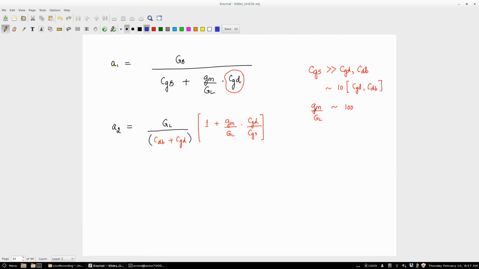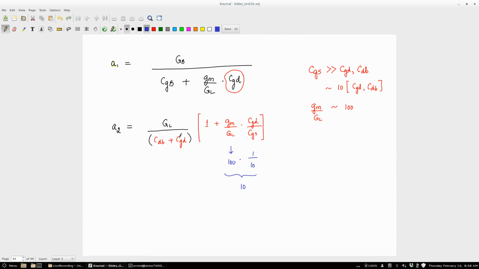So your gm by GL, right? This can be as high as 100, because you are designing the amplifier, you want a high gain. So assume this is roughly 100. So this term will happen if you put gm by GL as 100 and CGD by CGS as 1 by 10, right? So I am saying this is roughly 100 and this term roughly 1 by 10.